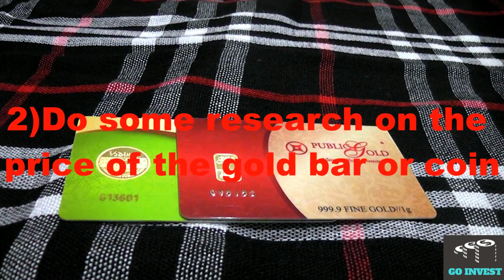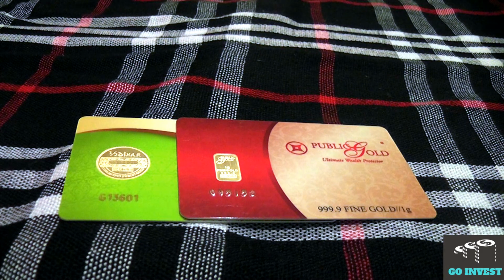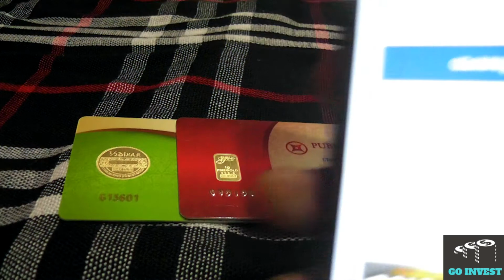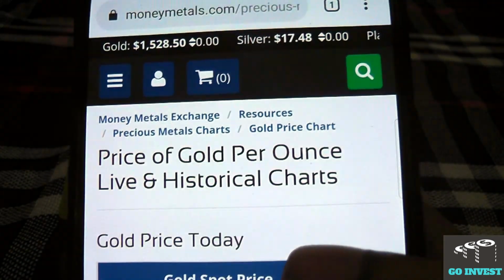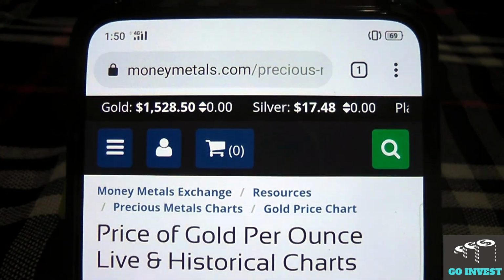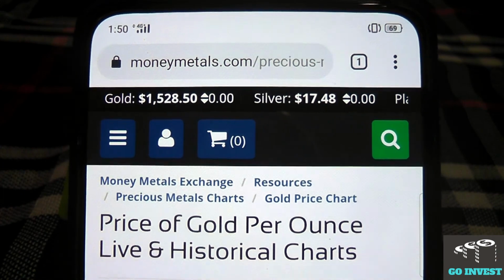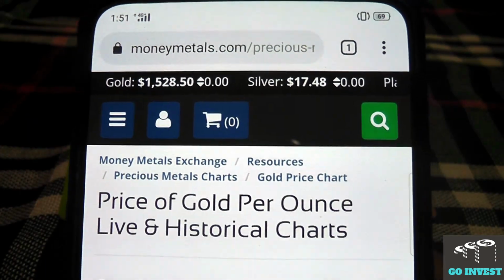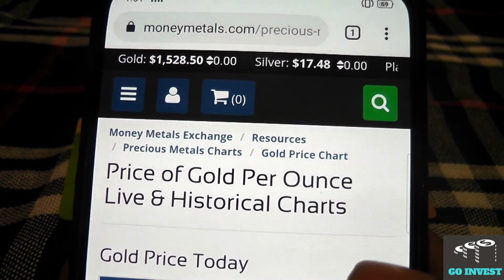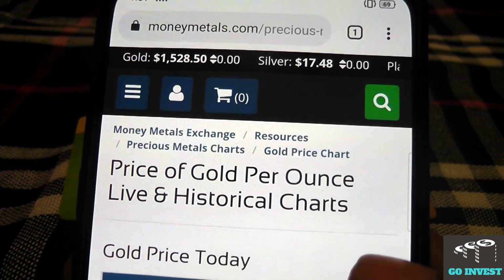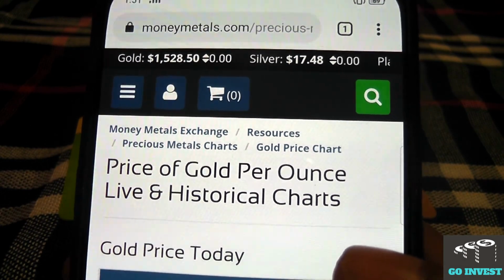Alright guys, the second step, do some research on the price of the gold bar or coin. Many gold retailers in yours and my country will sell it in various prices. Here you go guys. In this website, moneymetals.com, it will show the latest international gold price and rate per ounce, gram and kilogram.